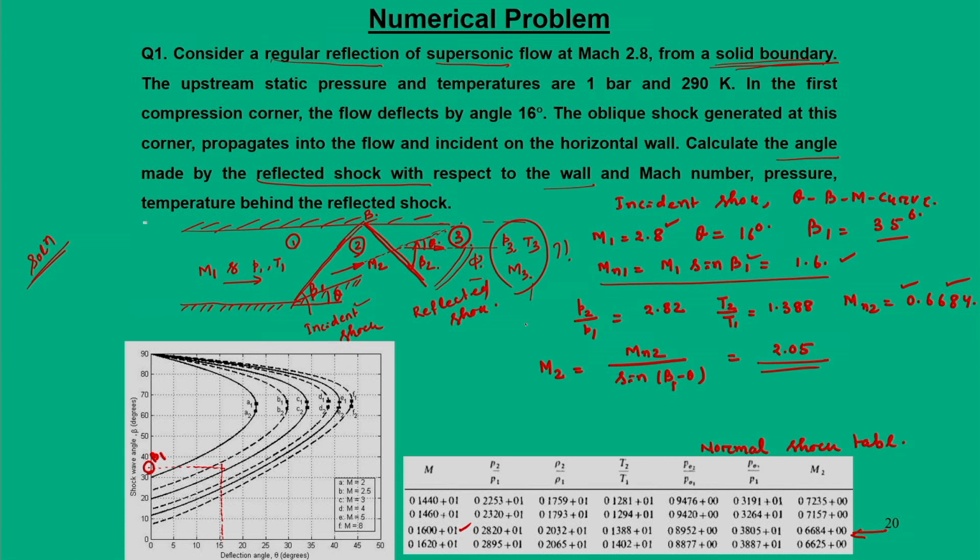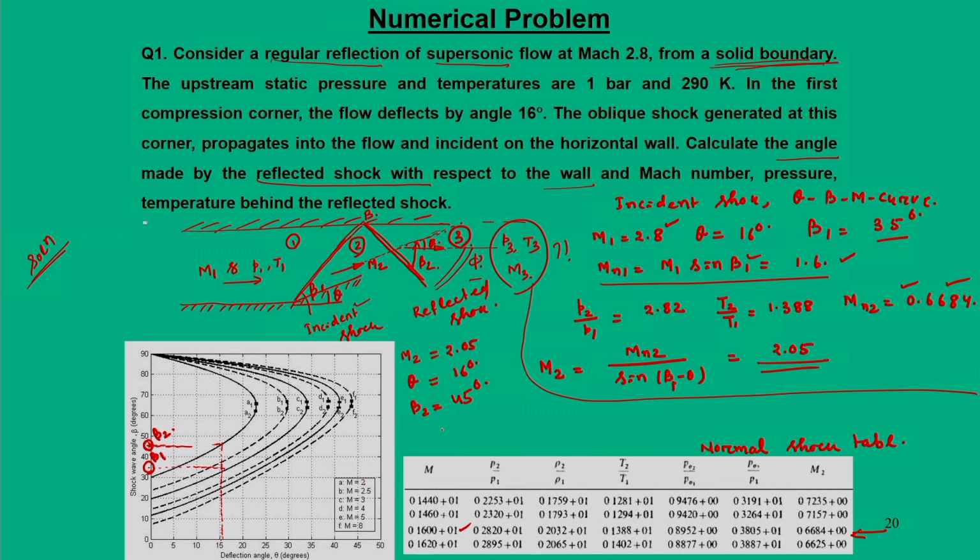So, again we have to revisit this M2, 2.05, theta for the region 3 again is 16 degree. So, for the same 16 degree, if you extend this line and finally drop a vertical on the beta axis, this particular point will give you the beta 2 value. So, beta 2 can now be close to 45 degree.